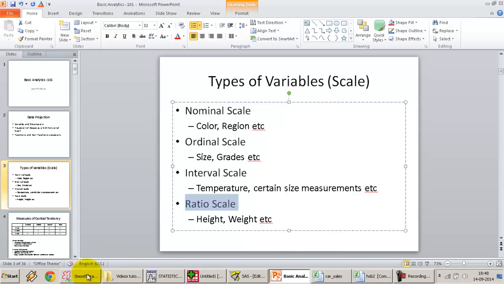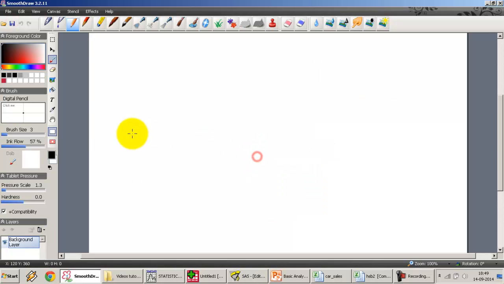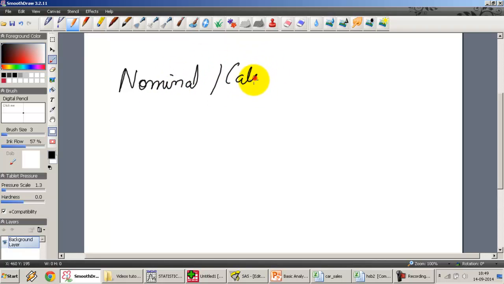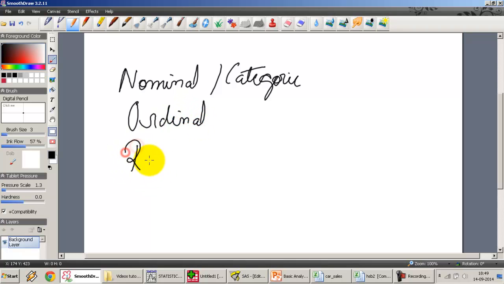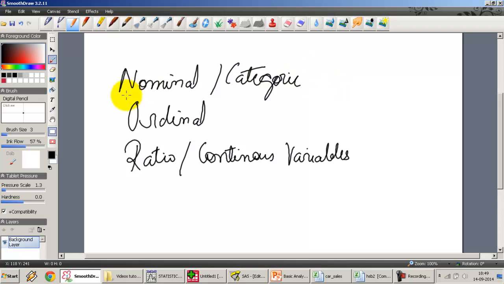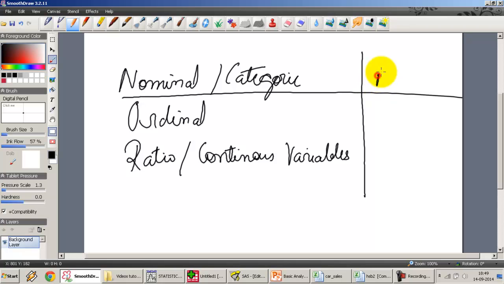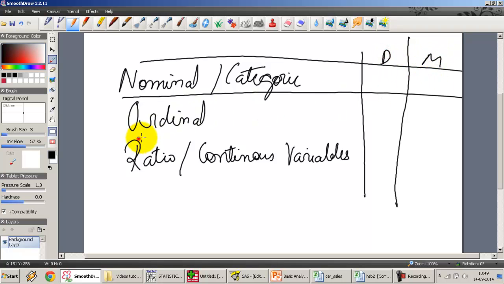So the three kinds of variables that we've just studied, I'm going to reiterate them on the white screen, right? We've got the nominal or categoric variables, right? Then we've got ordinal variables, then we've got ratio slash continuous variables, right? So I want to classify them by direction and magnitude, right? So nominal or categoric variables, no direction, no magnitude.